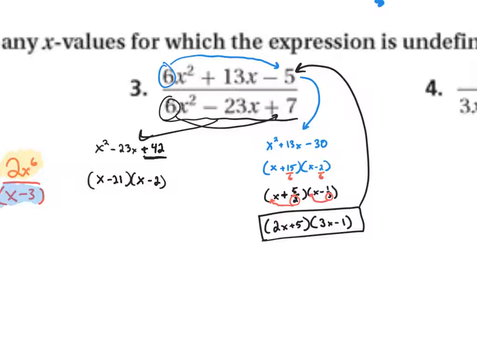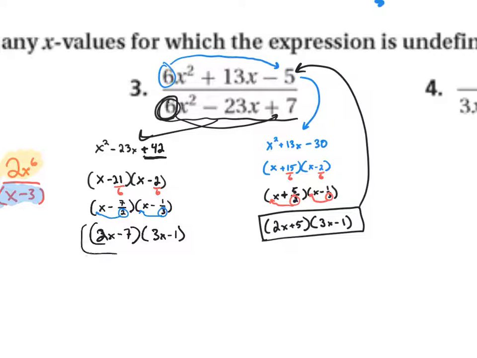Okay, so what did I slide over? I slid a 6 over, so let's divide by 6 and see if we can reduce this down. Divide the top by 3 and the bottom by 3. Divide the top by 2 and the bottom by 2. Then again, we have to slide the fraction back over. So we're going to have 2x minus 7 and 3x minus 1. Okay, so this is on the bottom.